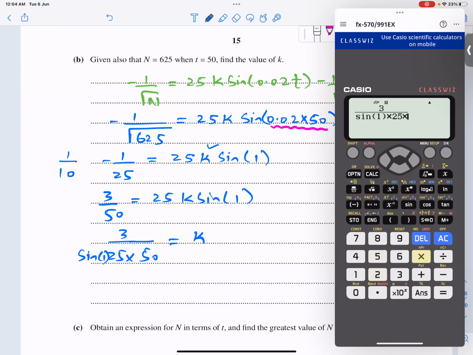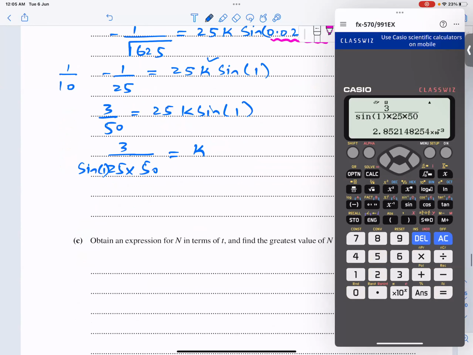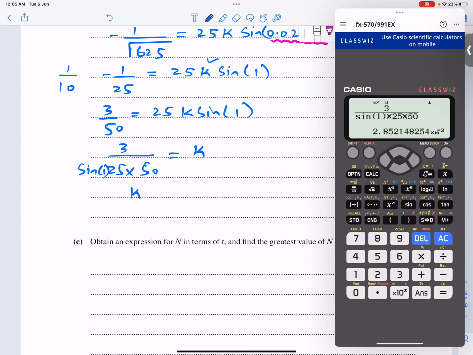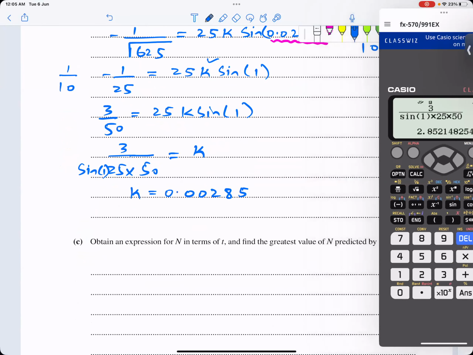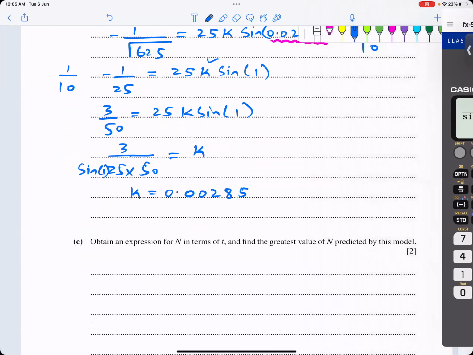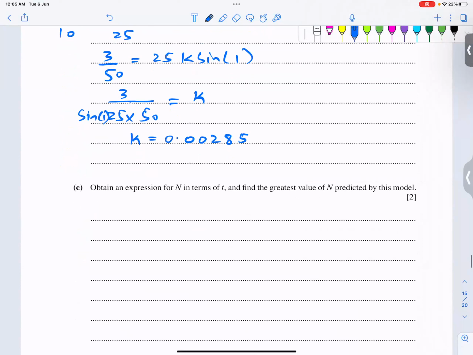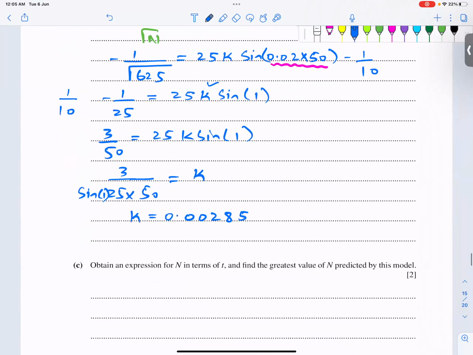25 times 50. Press equal, and you will have k is equal to 0.00285. This is the value for k. Obtain an expression for n in terms of t and find the greatest value of n predicted by this model, and this question has only 2 marks. Okay.